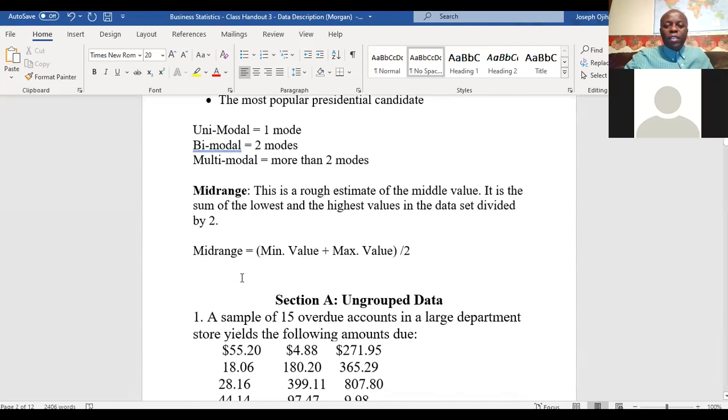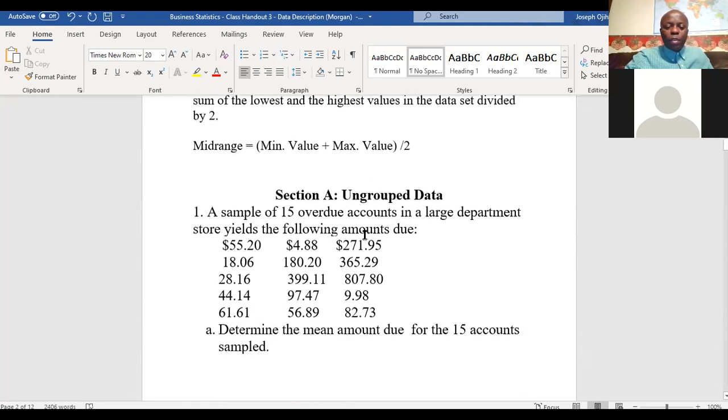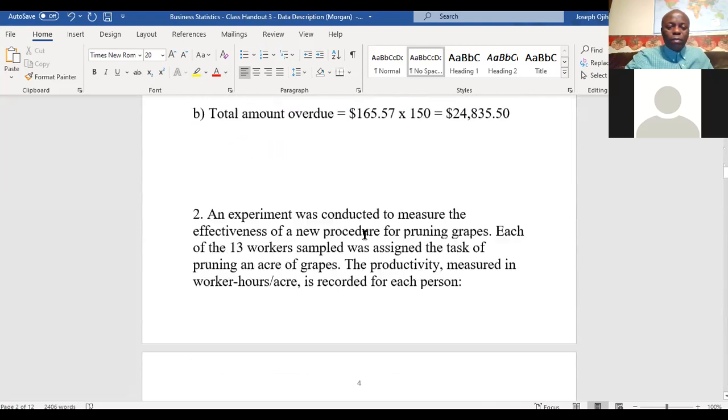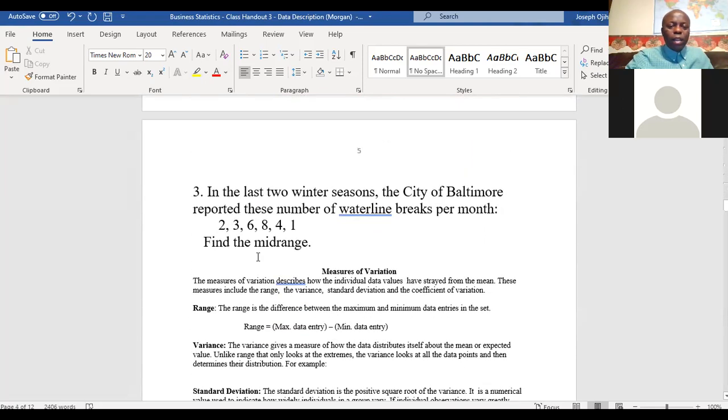Remember, the mid-range is the rough estimate of the middle value, and this is the formula for it right there. Let's see an example on that. It says here that in the last 2 winter seasons, the city of Baltimore reported this number of waterline breaks per month. Find the mid-range.